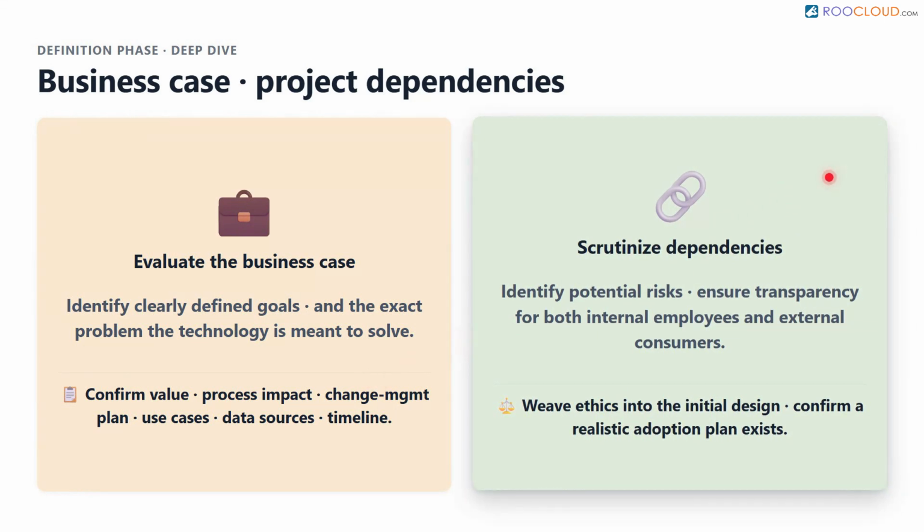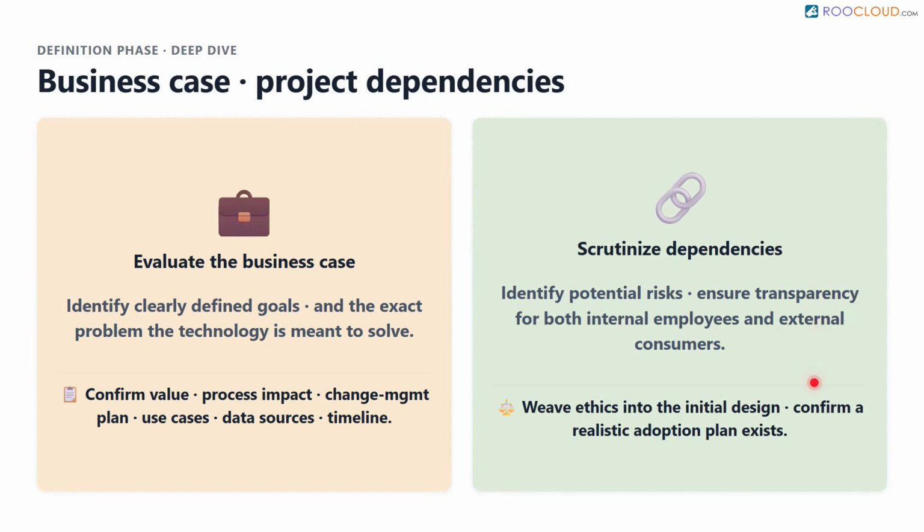Beyond the business case, you must scrutinize project dependencies. This means identifying potential risks and ensuring the system will be transparent to both internal employees and external consumers. You also need to confirm that ethical considerations are woven into the initial design and that a realistic adoption plan exists.